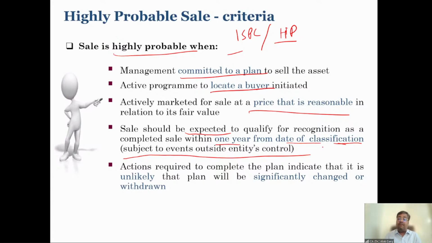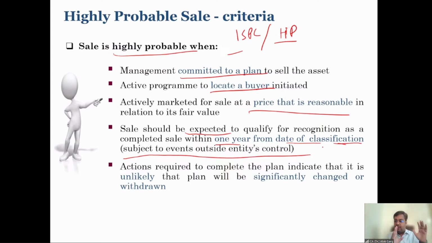For example, the management has already started shifting to a new factory. The management has already started dismantling the machinery of the old factory and already started shifting the machinery to the new factory. The residence of the workers has already been transferred nearby the new factory. It means the management has reached such an advanced level that it is unlikely that the plan of sale will change, right? So the sale has not happened right now.